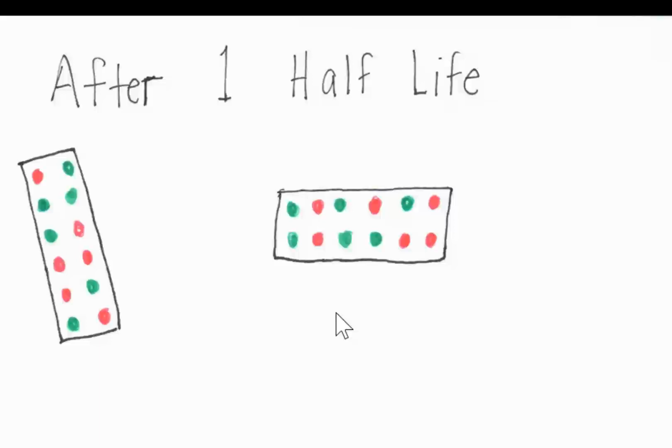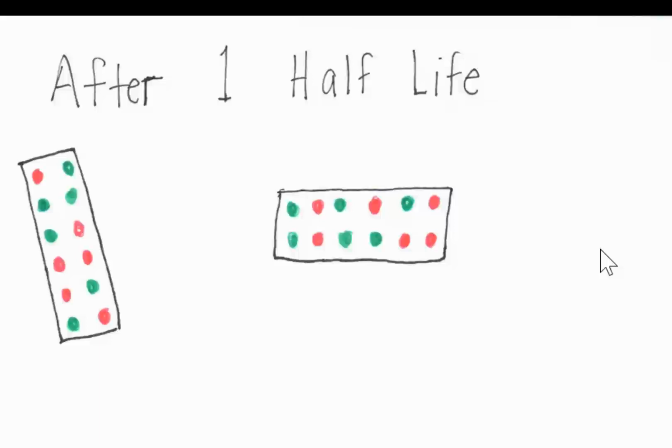Remember, the half-life is the time it takes for half of a radioactive parent isotope to decay. So here we're looking at those same two crystals after one half-life has passed. How many red or parent atoms are in there? 5, 6 times 2 is 12. So there's 12 remaining in there. There was 24, so that makes sense. We only have half left.